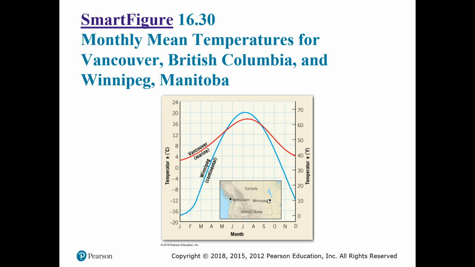So we see that Vancouver is more stable throughout the year compared to its counterpart Winnipeg, which has a huge difference in the annual temperature between January and July, for example. That difference between January and July is very significant, where Vancouver, this marine city on the water, is much more moderated by the fact that it's on the water.